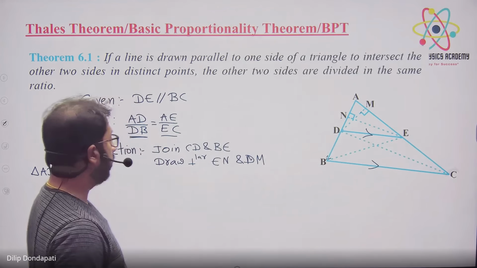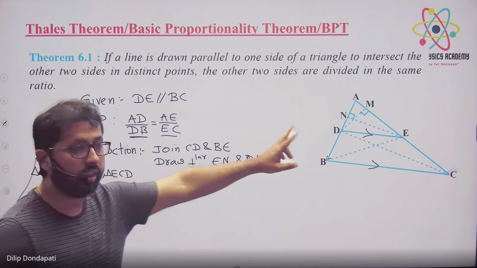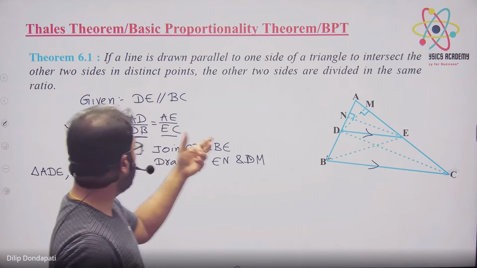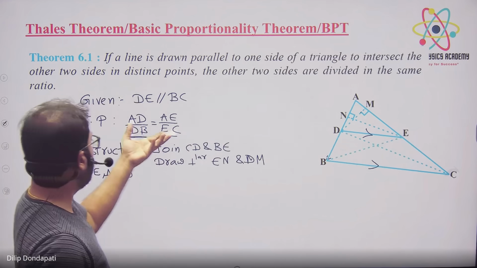Triangle ECD. 3 triangles are formed. That's why we joined all the lines. Okay, understood? Why did we draw these two lines? Because to form a triangle we join them.